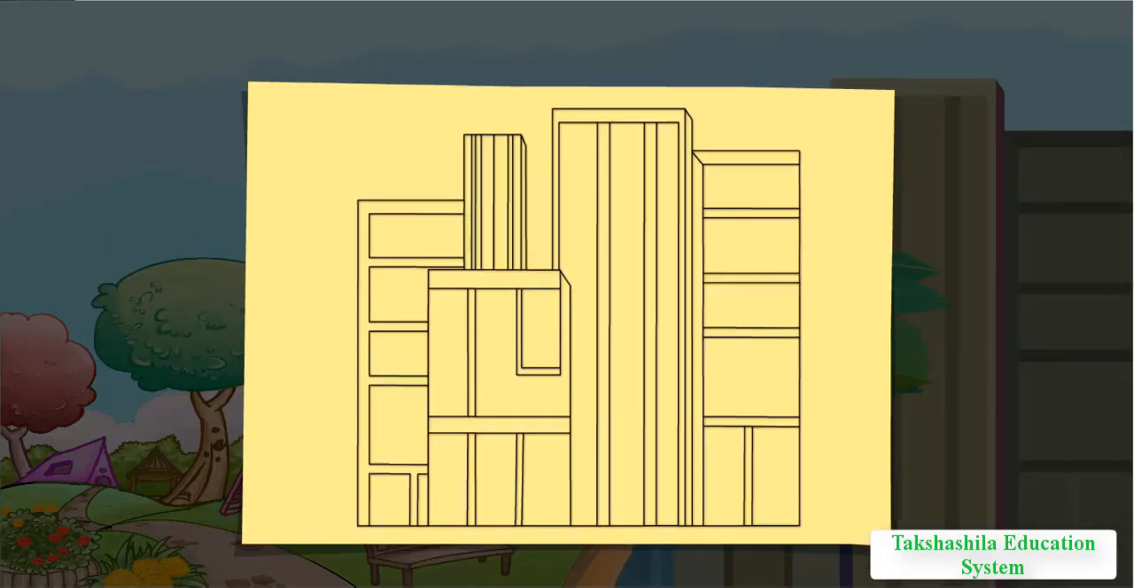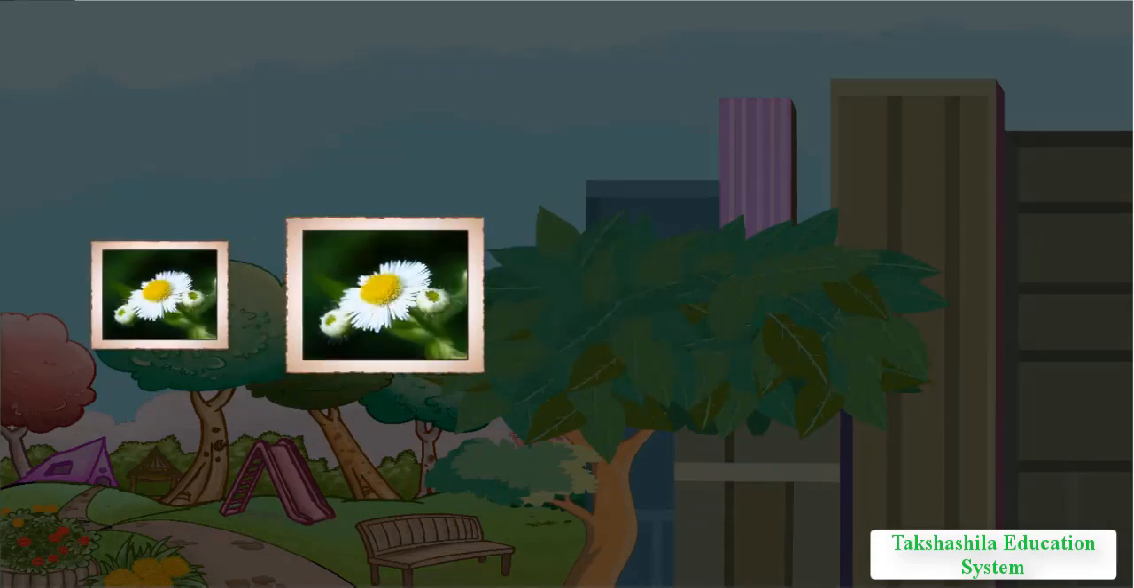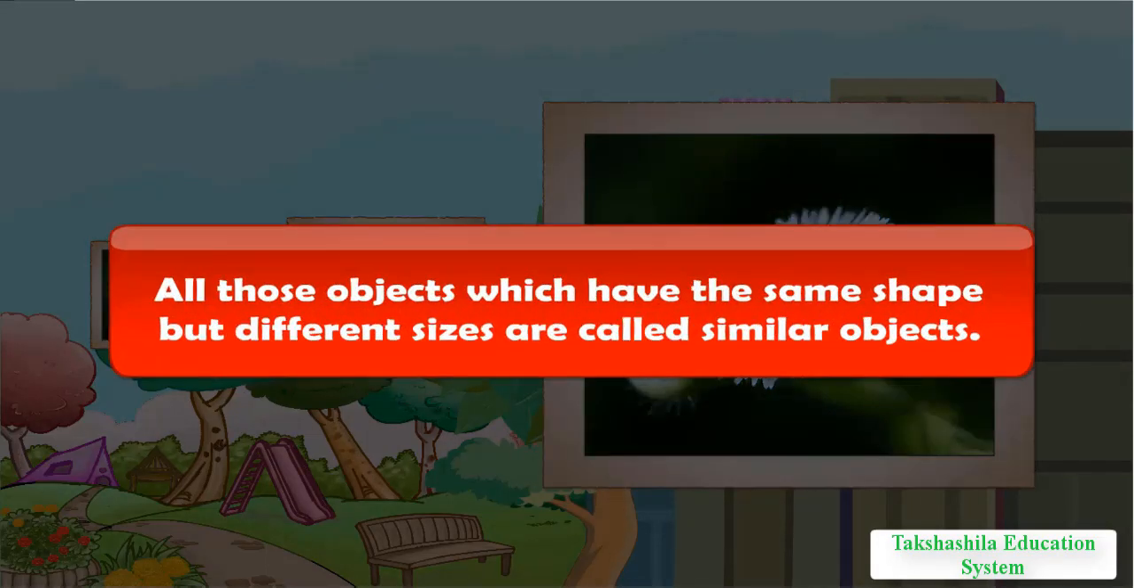The model of a building and the building itself are of same shape but different sizes. You must have heard about the stamp size, passport size and postcard size photographs. All those objects which have the same shape but different sizes are called similar objects.